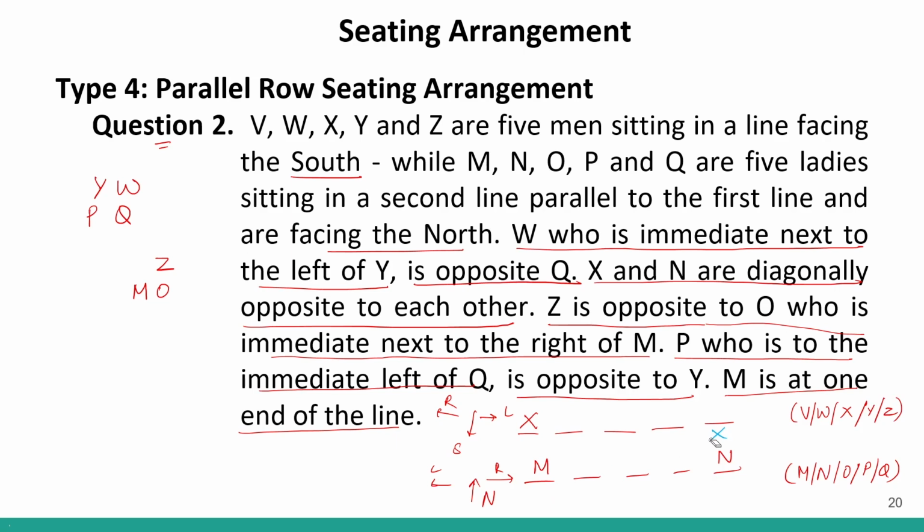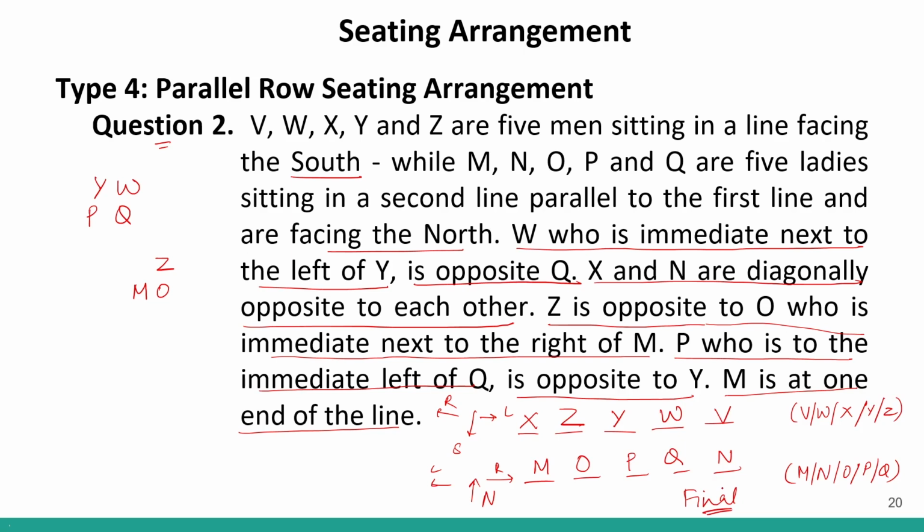This possibility will be wrong because we have people to the left of M. So, O will be here, Z will be here. Then we have Y, W, P, Q and the only person remaining is, in the boys, one is V. So, V will come over here. This will be my final arrangement. Correct? This will be my final arrangement.